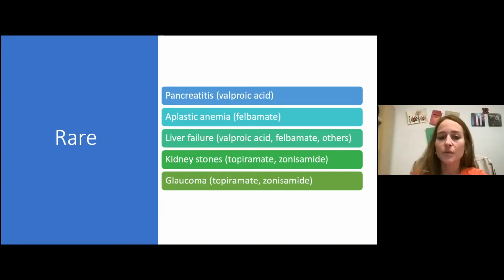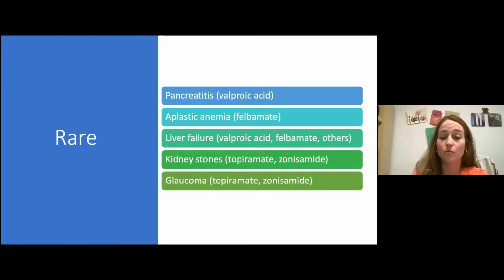Liver failure. Some of our medications have the potential to cause liver failure, but it is also known that some patients are at higher risk. There are kids, or adults, that if they have a mitochondrial disease, we would stay away from some of these medications because we already know that's more likely to happen.